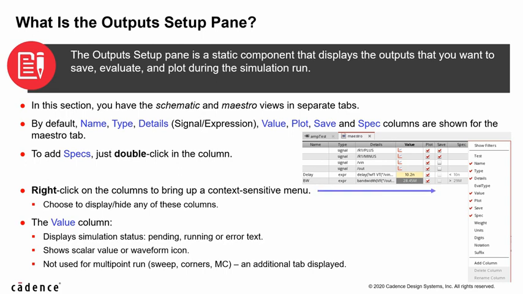Also, you can right-click on the columns to bring up this context-sensitive menu that you see here. And by clicking the checkbox in front of any of the names, you can choose to display or hide these columns.